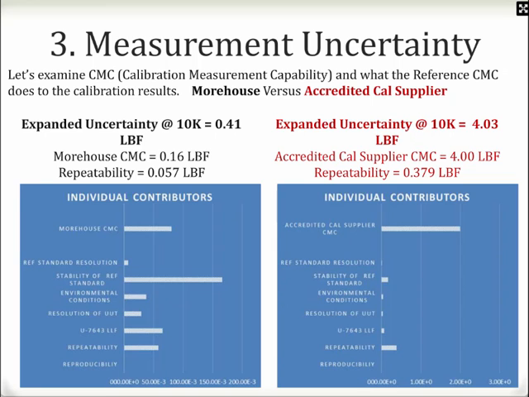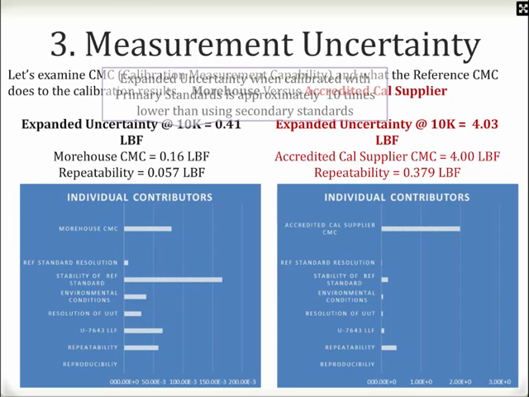We give force measurement classes, and with a live class, we redid this calibration, and they did their own repeatability study with a semi-trained technician in-house, and the repeatability was 0.379. Still, the expanded uncertainty was around 4.03 lbf. So this was an actual live demonstration performed in front of a class, and what we found was the expanded uncertainty when calibrated with primary standards is approximately 10 times lower than using secondary standards.